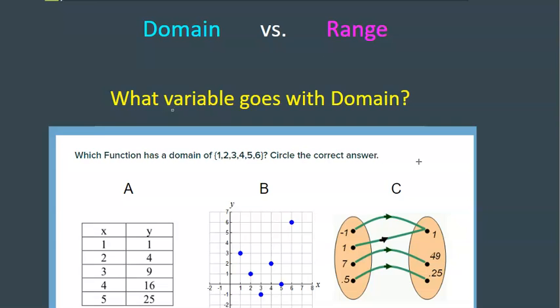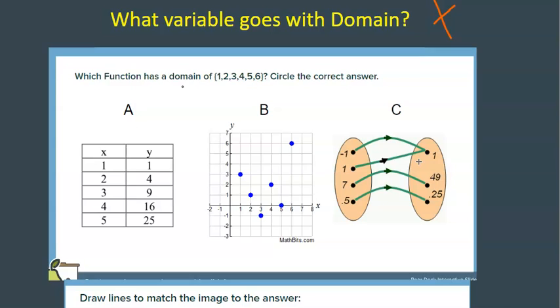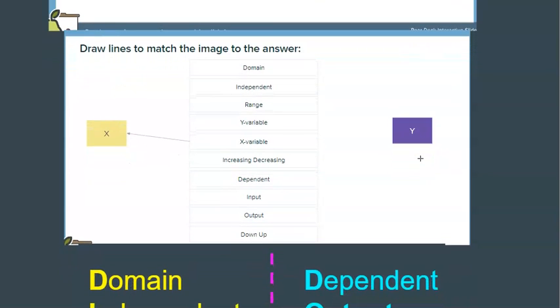Domain versus range. What variable goes with domain? It's the x value. The range goes with y, or they might say f of x. Which function has a domain of 1, 2, 3, 4, 5, 6? Circle the correct answer. So which one has x values of exactly these right here? Drag the lines to match the image to the answer.